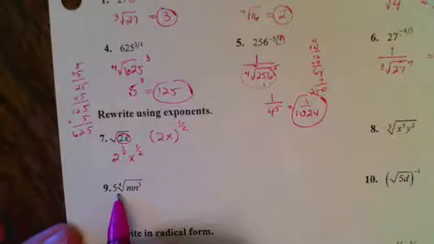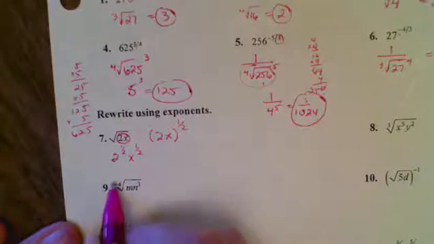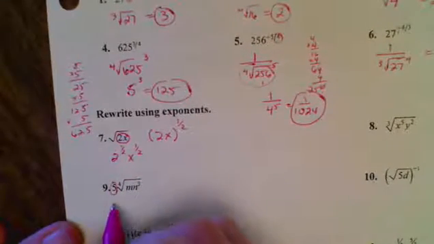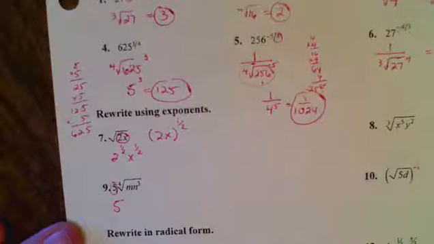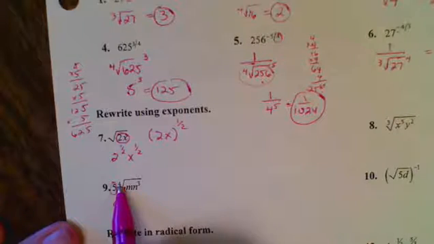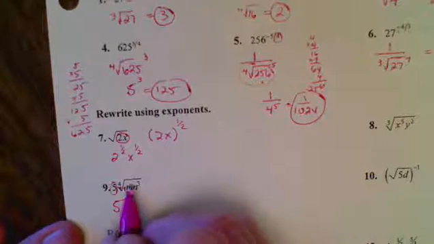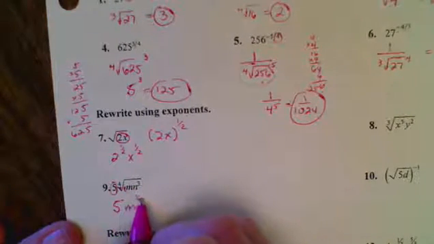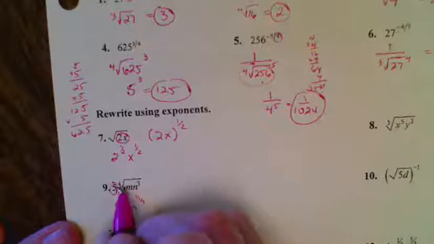Same with this one. Now this one, you've got to be careful. The 5 is already out here, so that's already just a 5. Nothing you can do with that, just 5 to the first power. But then the rest of this is raised to the, you're taking the 4th root of it. So you're going to take m to the 1/4, and you're going to take n to the 3/4.